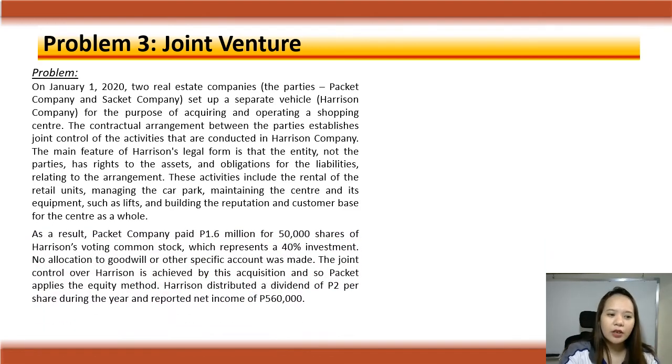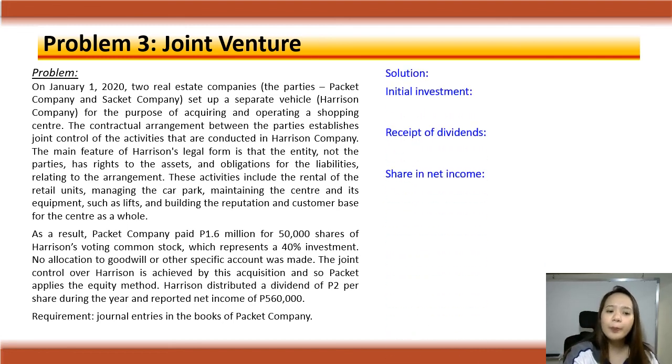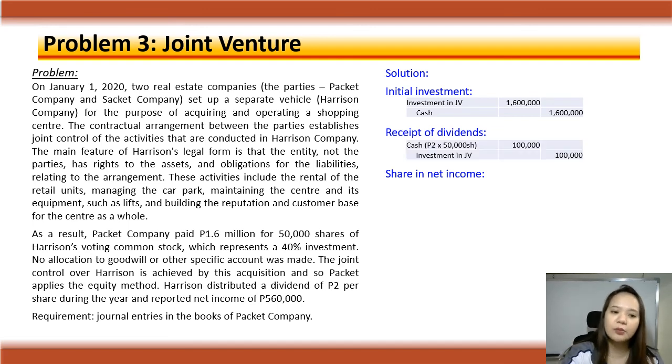Let's continue. Si Packet is one of the joint venturers. Nagbayad siya ng 1.6 million for 40% investment in the separate vehicle. Okay, requirement: journal entries in the books of the Packet company. Sabi natin kapag joint venture, definitely it's accounted for under the equity method. So, pag equity method, ang entry mo pag initial investment, debit investment in joint venture, credit cash, 1.6 million. Then the receipt of dividends will be reduction of the investment. Di ba? Kapag naka-receive ka ng dividends, parang return of investment mo yun under the equity method. So, magkano yung na-receive niya? 50,000 shares times 2 pesos per share dividend. That is 100,000. So debit cash, credit investment in JV, 100,000.